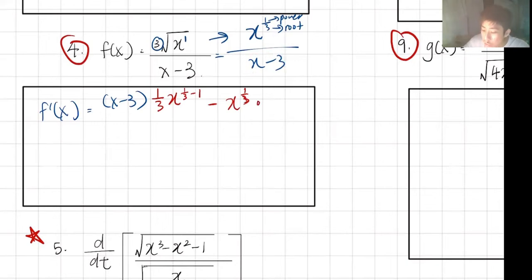When I differentiate x minus 3, it's just 1. Why? Because when you differentiate x, it just gives you 1 because the number in front of x is 1. When you see x only, no square, no cube, and you differentiate it, you just see the number in front of the x. If it is 1, it's just 1. And negative 3, you differentiate, you get 0. So I'm not writing it.